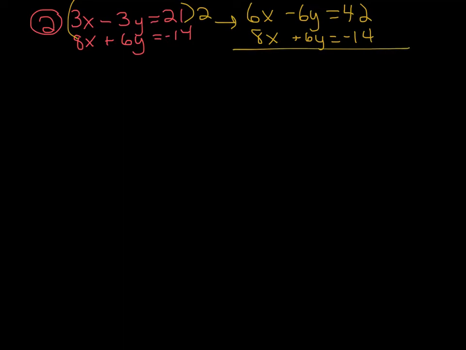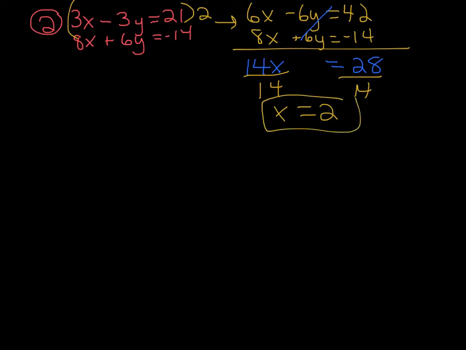So now you can actually do this problem. Now you're going to add straight down. 6x plus 8x is 14x. Negative 6y plus 6y is 0, so I'm going to cancel it out. Bring down your equal sign. 42 plus 14 is 28. So our last step on this part of the problem is going to be to solve it. We get x equals 2.